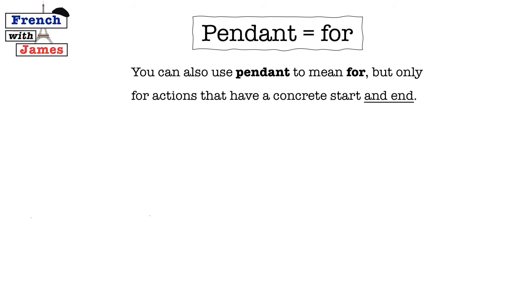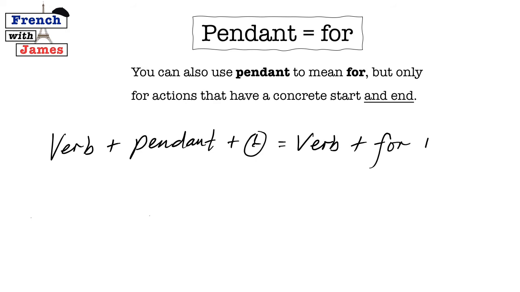Whereas we'd use pendant to talk about something that we start and we stop after a certain period of time, perhaps on a regular basis. It could be in the future, it could be in the past. So the formula for this is verb in any tense plus pendant plus time frame, and that equals verb in the same tense in English as the one you used in French, plus for plus time frame.